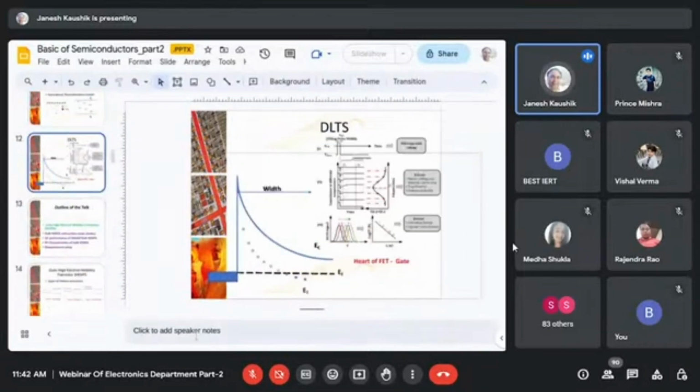So again, how DLTS works. In the earlier slide, I explained that emission takes place when you apply the reverse bias pulse at the metal semiconductor junction diode. Here I have shown it pictorially in a movie: when you apply a negative bias pulse, the depletion width increases, and traps which are filled come above the Fermi level.